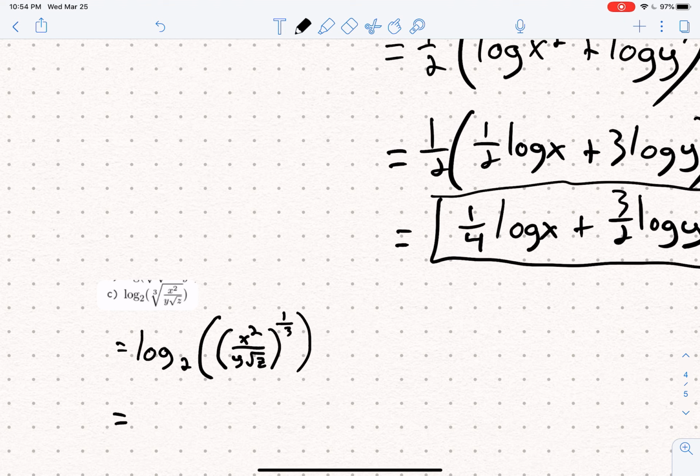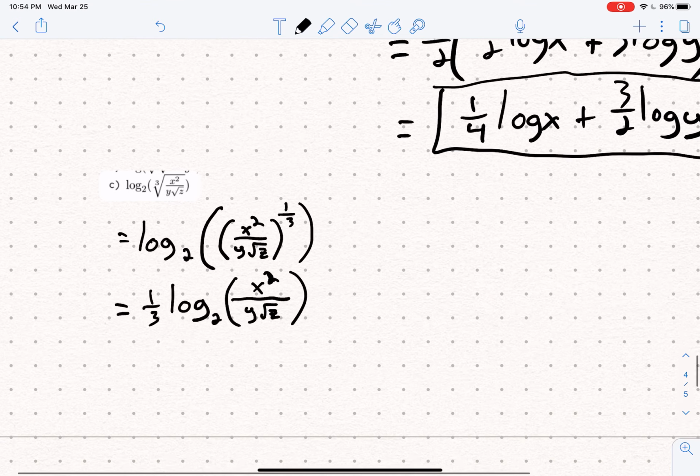Another alternative would be to distribute the 1/3 power through everything inside first. So that's an alternative. So 1/3, I'm going to do it this way. The 1/3 comes out in the front, and then this is still log in base 2. And inside it, we have now x squared over y radical z.